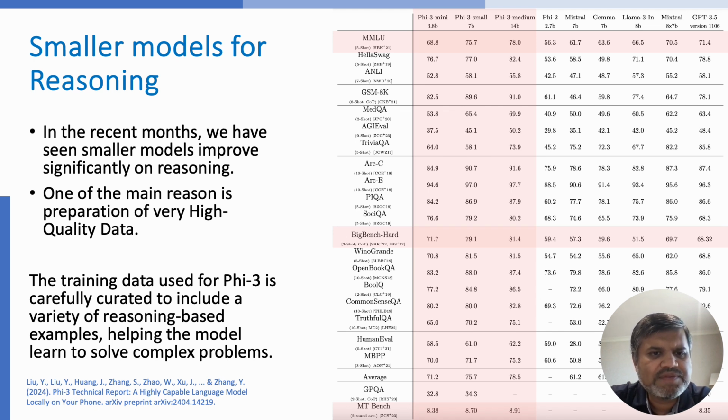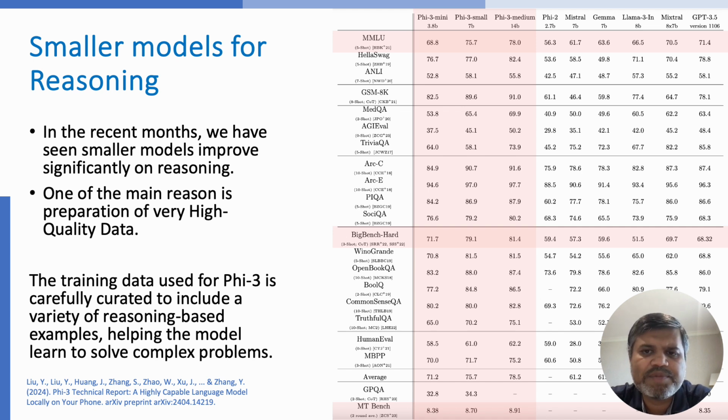In recent months, we have seen that smaller models have improved significantly on reasoning, and one of the main reasons is the very high quality of training data, which comes from different sources. It can be a highly filtered version of existing crawl data, or it can be synthetically generated data. If you look at the Phi-3 family of models, Phi-3 mini, which is 3.8 billion parameters, and Phi-3 small, which is 7 billion parameters, they perform very well on some reasoning benchmarks.